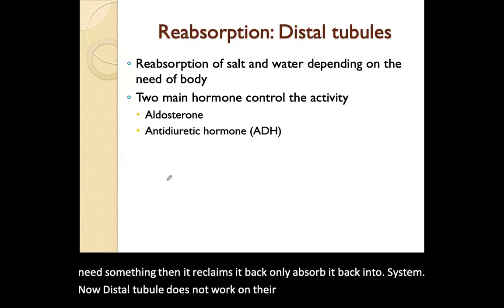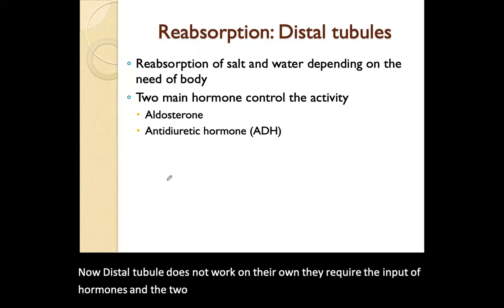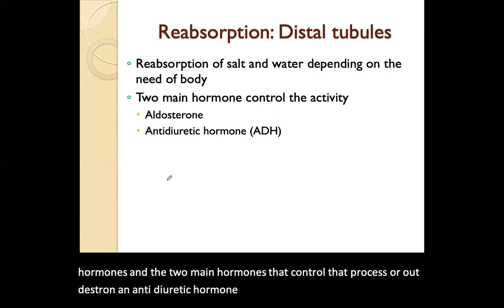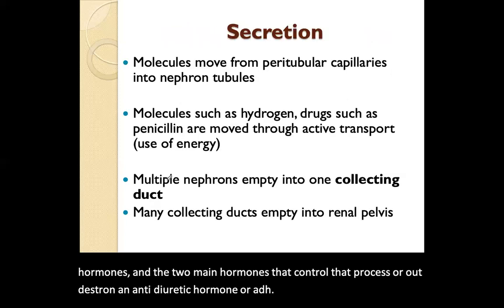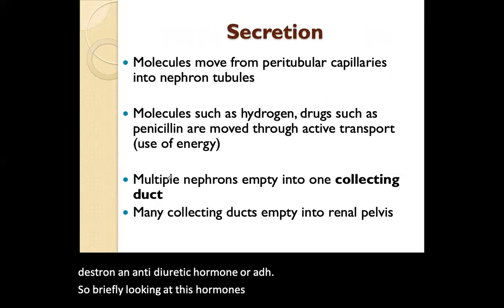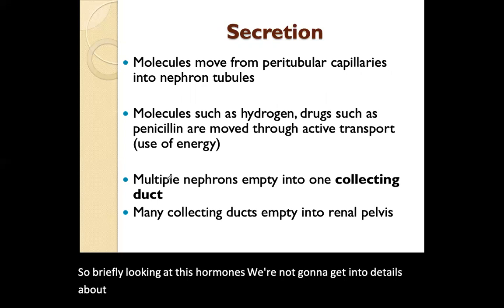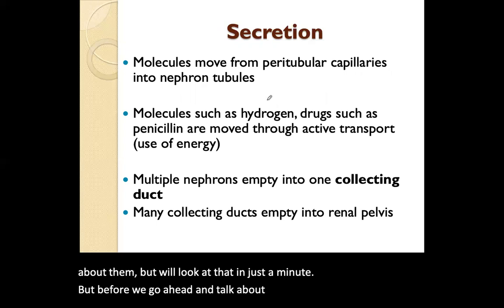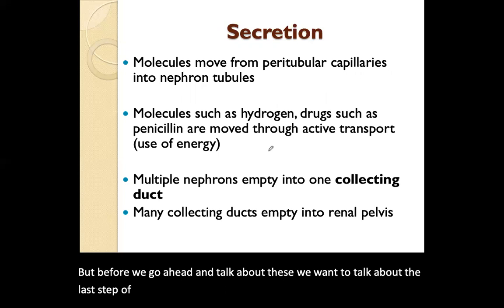They require the input of hormones, and the two main hormones that control that process are aldosterone and antidiuretic hormone, or ADH. So briefly looking at these hormones, we're not going to get into details about them, but we'll look at them in just a minute. But before we go ahead and talk about these, we want to talk about the last step of the urine production process, which is secretion.